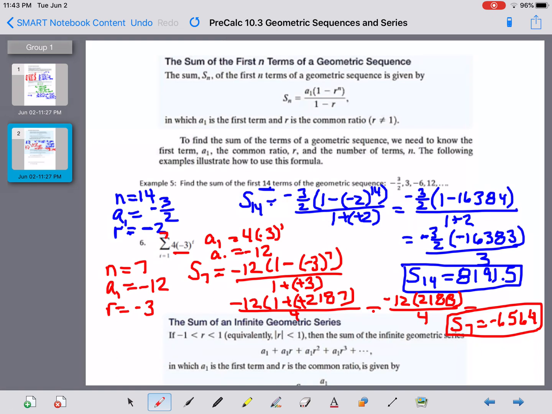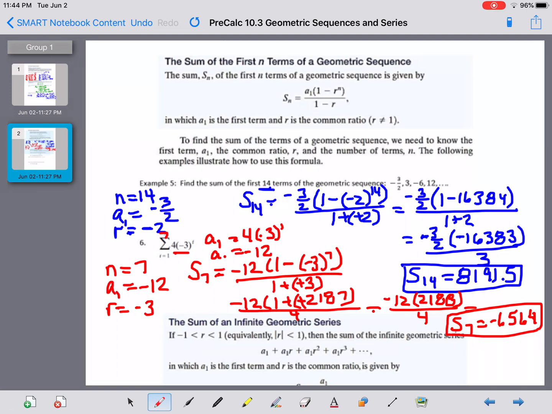Okay, one thing I want to show you, and again, I chose my examples carefully, but I have a common ratio of -2 and a common ratio of -3. The negative obviously affects the signs, but my numbers 2 and 3 are larger than 1.